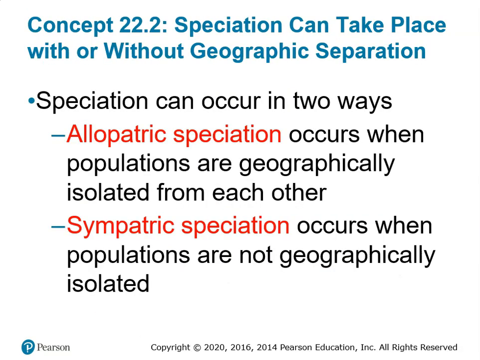Okay, so speciation can occur in two ways. Got to know these. Star this. Super important. Star it, highlight it. Let's do some sort of shape here. I'll just draw like a star.